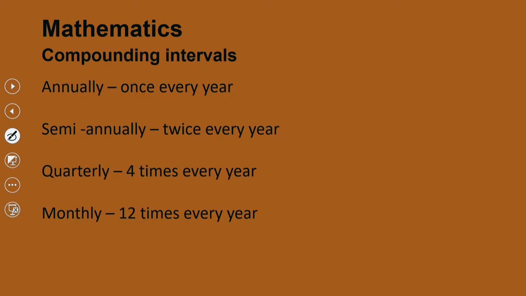So let us talk about what the compounding intervals are. Compounding intervals are very interesting, and when you look at them, first of all, we have annually. When you're compounding annually, we say once every year. When you are compounding semi-annually, it means twice every year, right? If you compound quarterly, how many quarters are there in a year? Absolutely 4. So that is 4 times every year. And then monthly, how many months are there in a year? 12. That means 12 times every year. So these are your compounding intervals, and you need to be familiar with them.